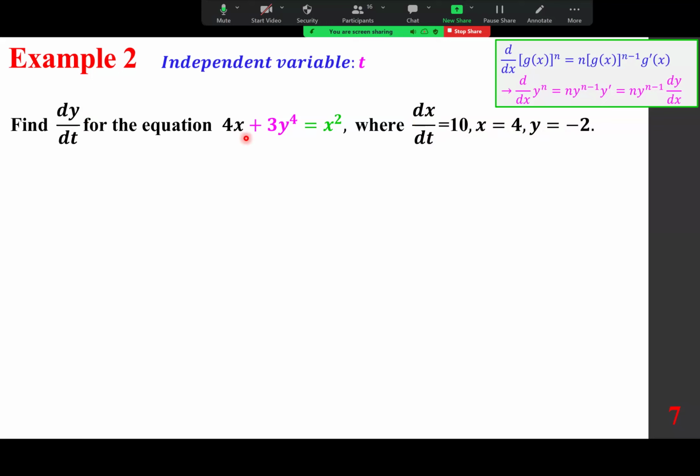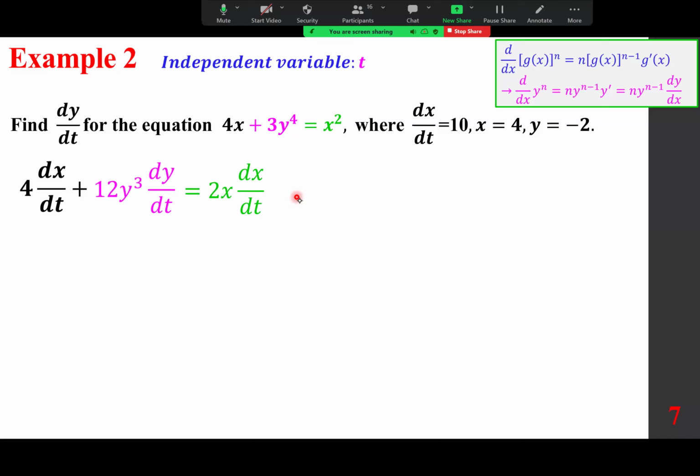So let's start term by term. 4x gives 4 dx/dt. Plus 3y to the power of 4. Remember, the derivative of y to the power of n is n times y to the power of n minus 1 times y prime. Normally we have dy/dx, so in this case 12y cubed. But instead of dy/dx, we have dy/dt, because t is the independent variable. And this guy, x squared, gives 2x dx/dt. This is the only calculus that we've done.